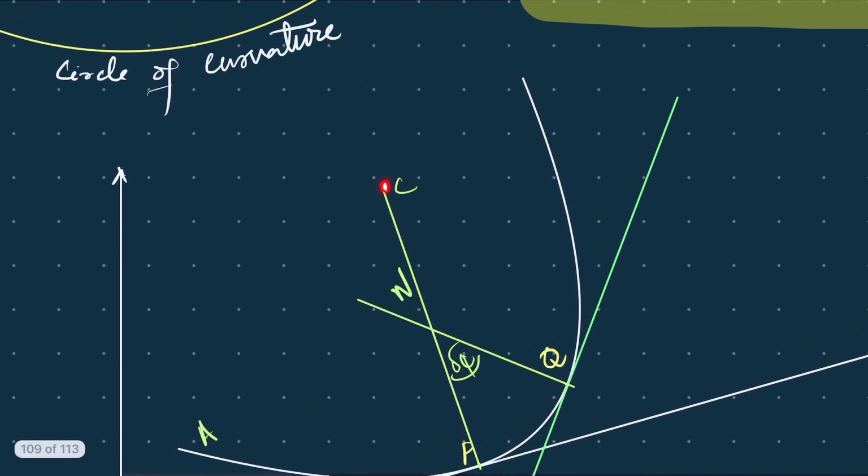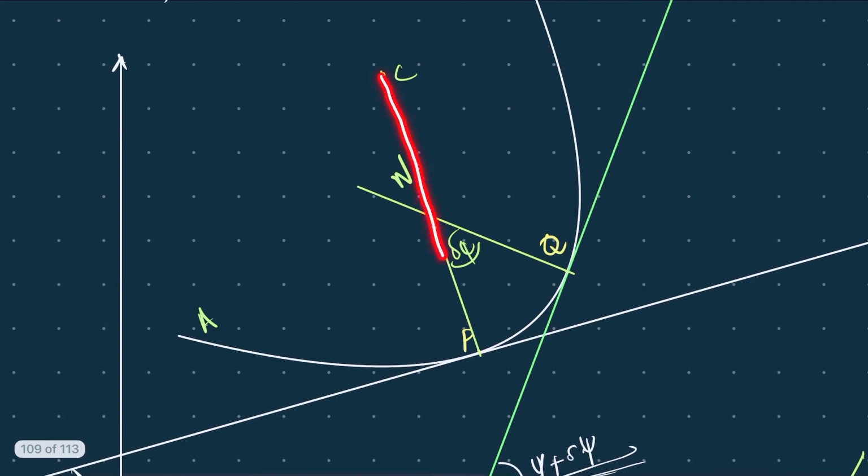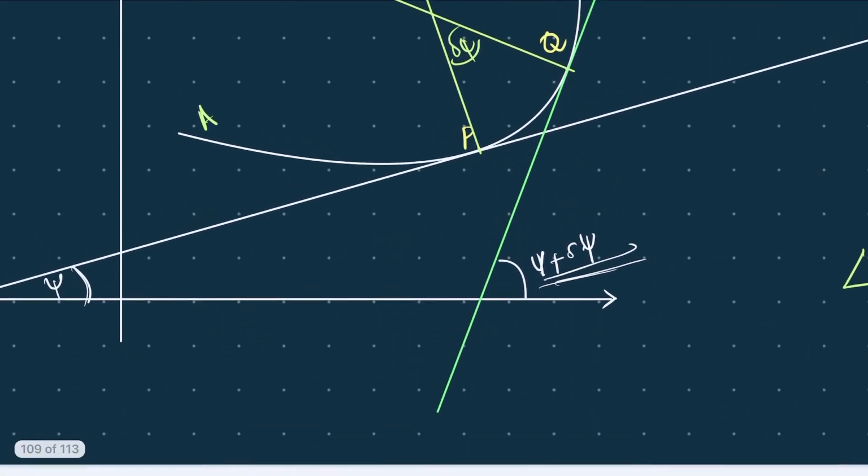Then this C point will be the center of curvature of this curve. This is the curve you see, and this is the center of curvature, and this will be the radius. Okay, this will be the radius.